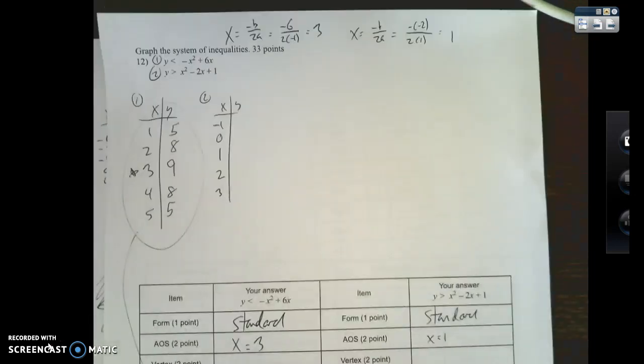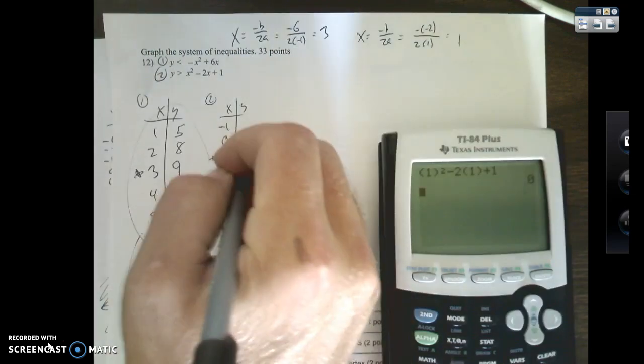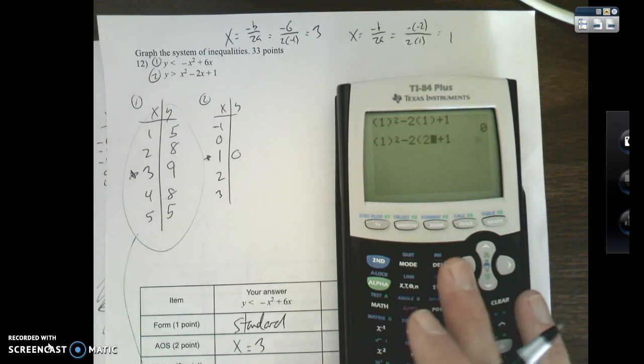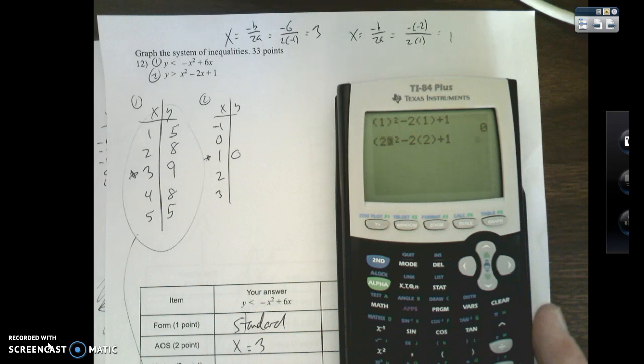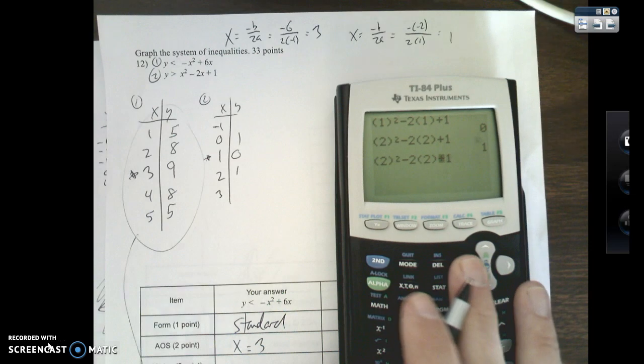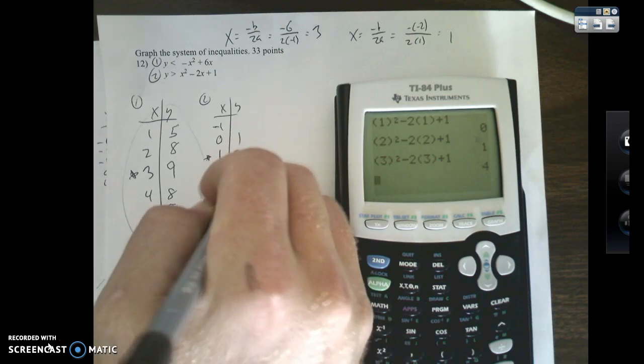All right. And if I plug in my values for this one, it's (1) squared minus 2 times 1 plus 1, 0. Change the 1 to a 2. 1. And change this to a 3. Okay, so we're all ready to go.